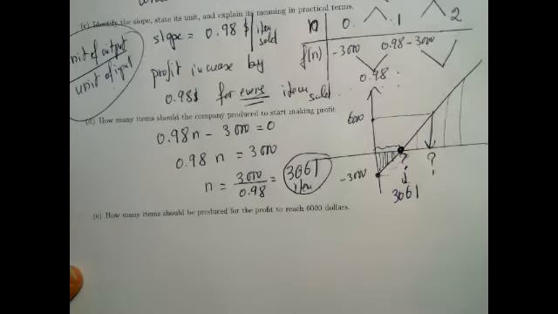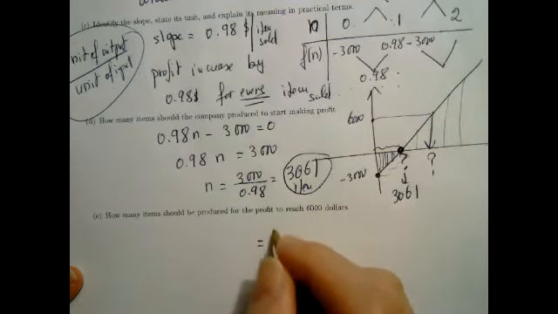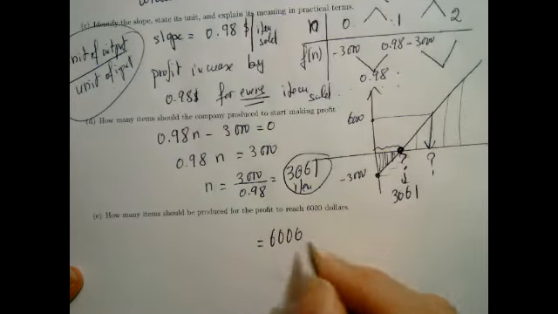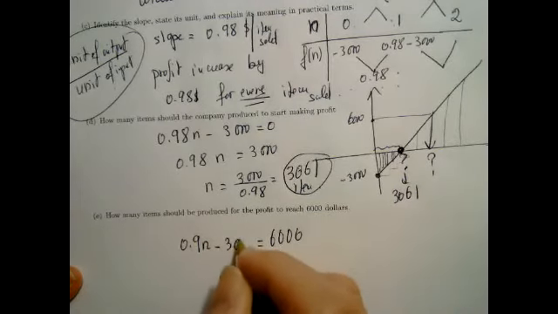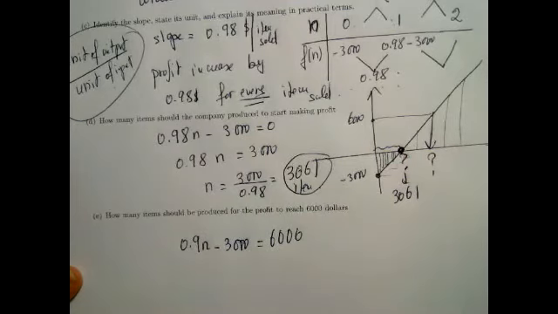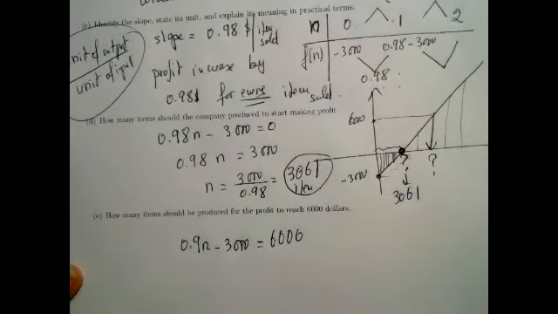So what am I giving you now? What should you go after? I'm giving you the output, 6,000. And I'm asking you, what is the input that gives me the output of 6,000? Now the rest is simple.